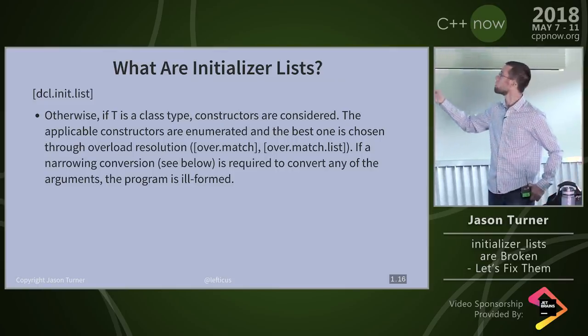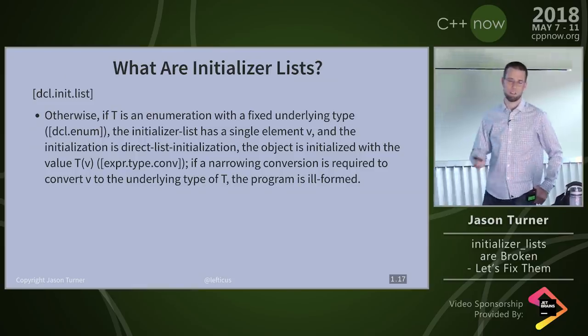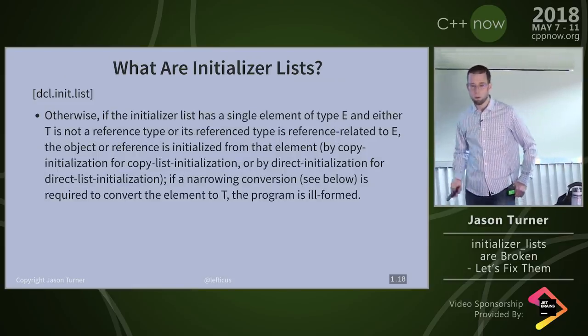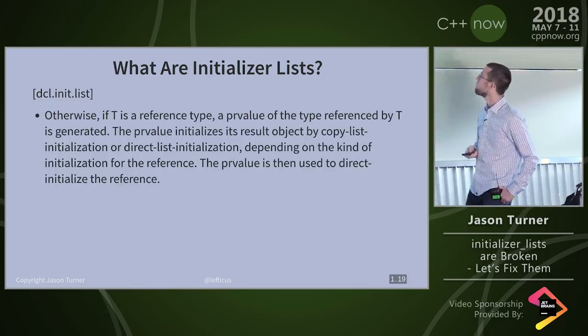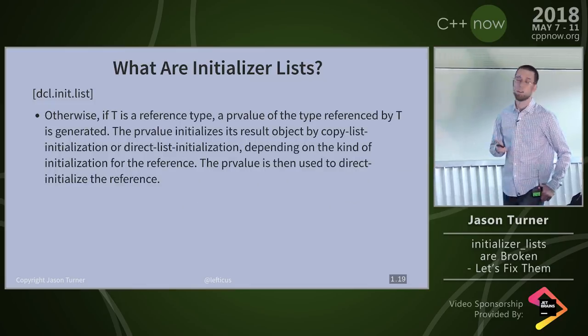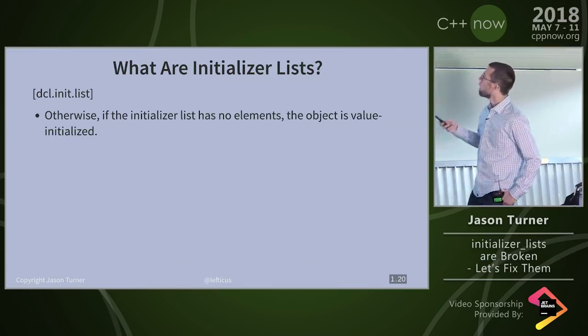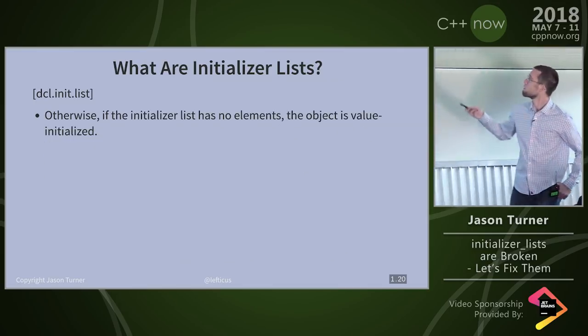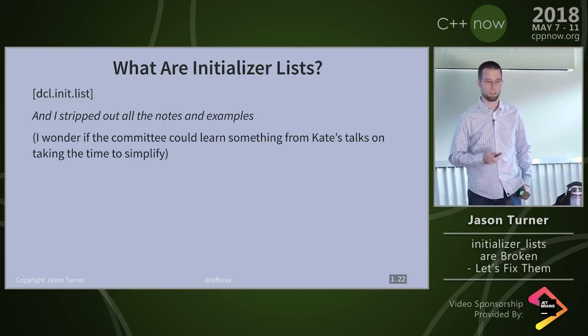Otherwise, if it's a class type, constructors are considered. Otherwise, if it's an enumeration. Otherwise, if the initializer list has a single element. Otherwise, if it's a reference type. Everyone knows how initialization works with brace initialization, right? Otherwise, if the initializer list has no elements, it's value initialized. Otherwise, the program is ill-formed.